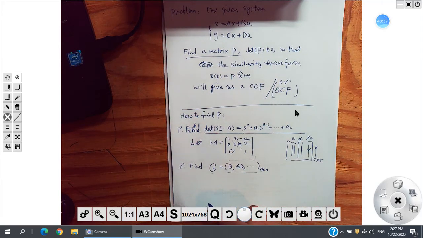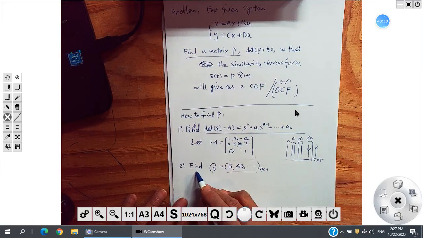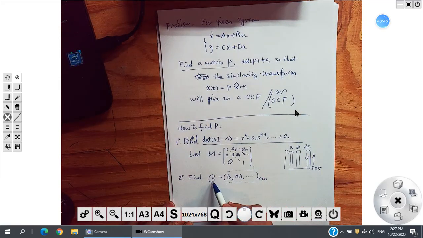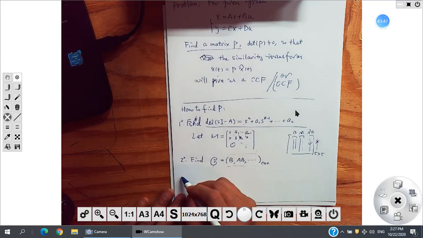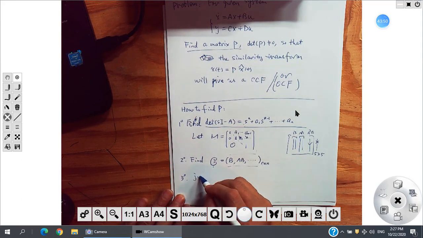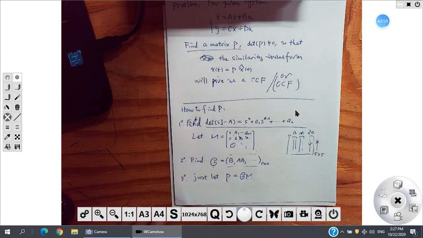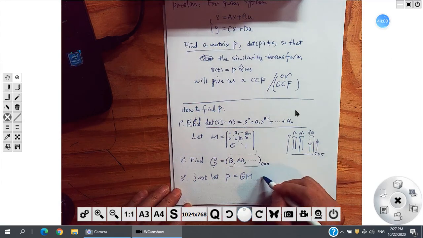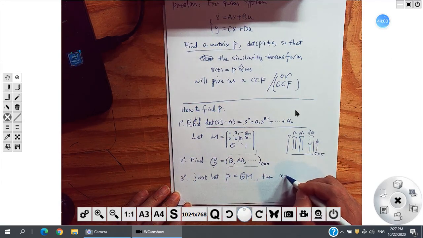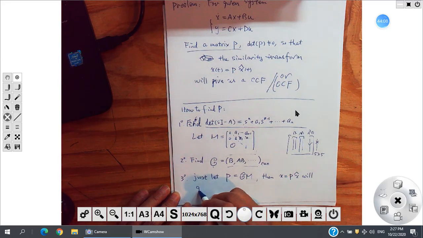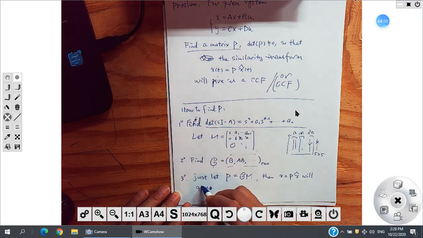Alright. This is C. We find what is C. You start from the matrices B and A, do some calculation, and you can have C. Now the third step: just let P equal to C times M. That's it. Then X equal to P X hat will give us the CCF.